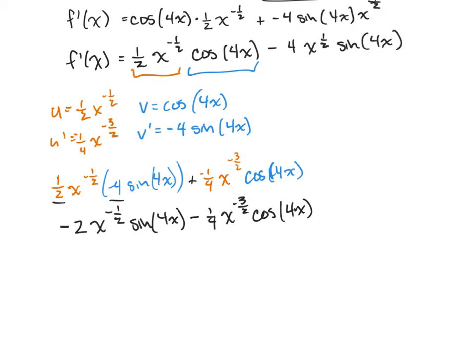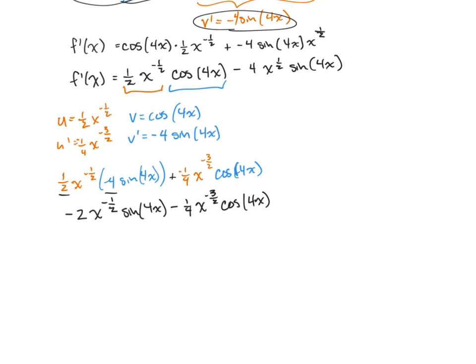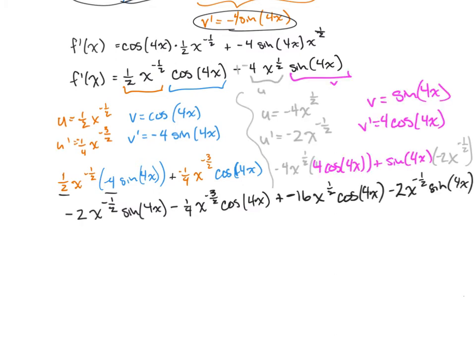Oh, buddy. Okay. And remember, this was just part of it because we still have this whole section to deal with. But it's going to be very similar. Once you're done, you'll get all of that. And then we're just going to start gathering our terms here. I noticed that here I've got a sine of 4x, and here I have a sine of 4x, and it also has this x to the negative 1/2 and x to the negative 1/2. So those can all go together, and I will end up with negative 4x to the negative 1/2 sine of 4x.